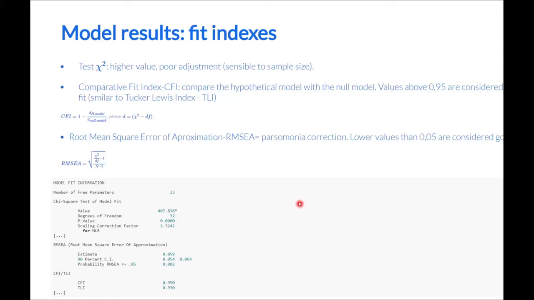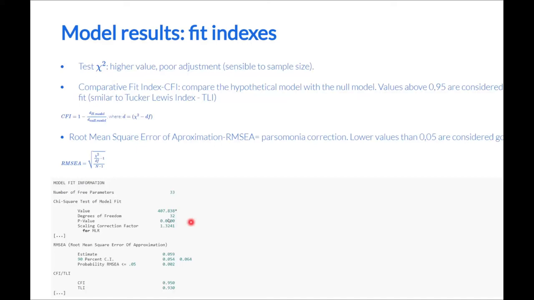What about the evaluation of the model? Here we have to observe the output file in Mplus, where we will have a lot of information about the fit indexes. The most important elements are three. The chi-square test of model fit: a high value means poor adjustment. The null hypothesis is that the matrix that we estimate based on our hypothetical model is very close to the sample matrix. And in this part, we don't want to reject the null hypothesis.